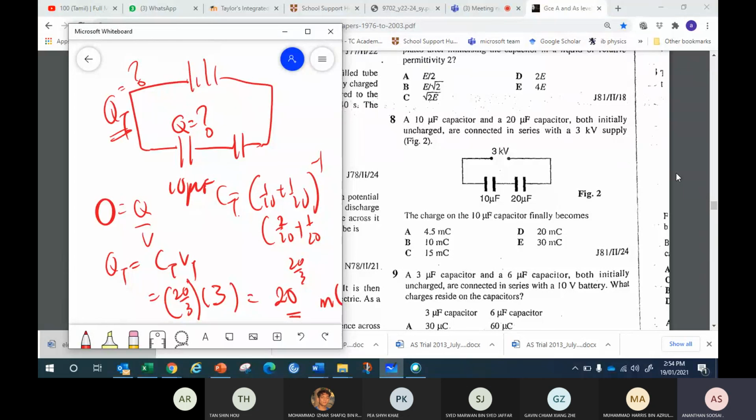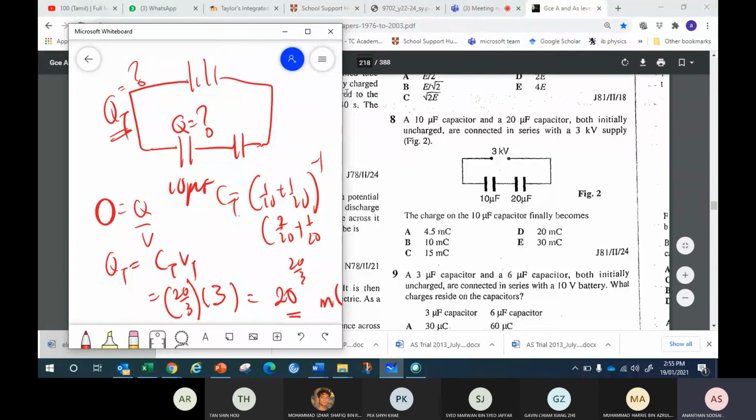Let me ask you more questions from this number 8. Which capacitor has more voltage, the 10 microfarad or the 20 microfarad? The 10 microfarad uses more voltage. The amount of charge stored in the 10 microfarad is 20 millicoulomb, and in the 20 microfarad also 20 millicoulomb. Total charge stored is how much? Still 20, not 40, in series.